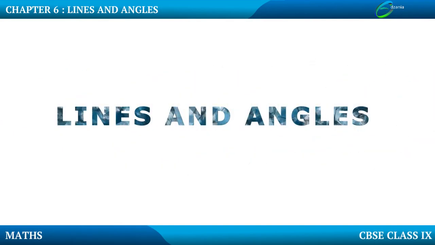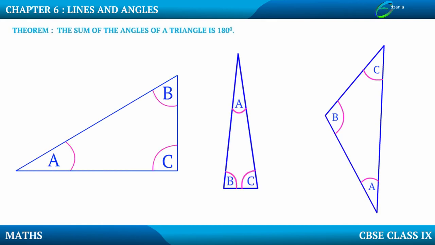Let us begin with the new chapter, lines and angles. Let us move on to the new theorem now. The sum of the angles of a triangle is 180 degrees. The statement says the sum of the angles of a triangle is 180 degrees.